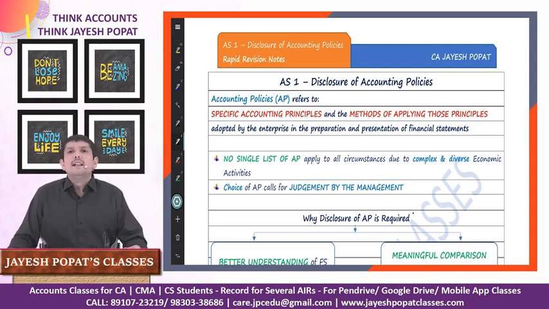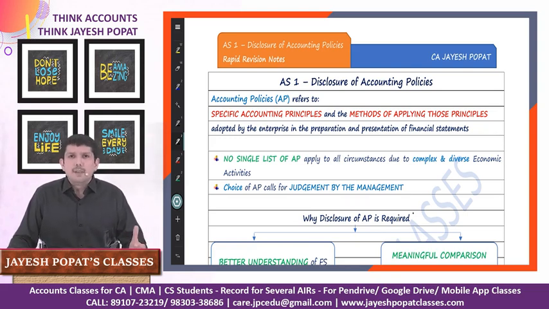This standard basically requires a reporting enterprise to make a disclosure of all the accounting policies which it has followed in the preparation and presentation of the financial statement, because it is believed that by reading the numbers on the financial statement you do not develop a very deep understanding of the financial statement. The basis on which these numbers are derived and put in the financial statement are extremely important to form a meaningful understanding, and the basis on which these numbers are derived are the accounting policies followed by the enterprise in preparation of the financial statement.